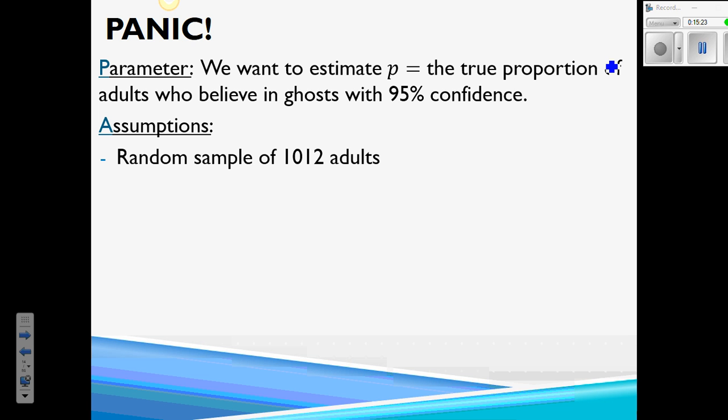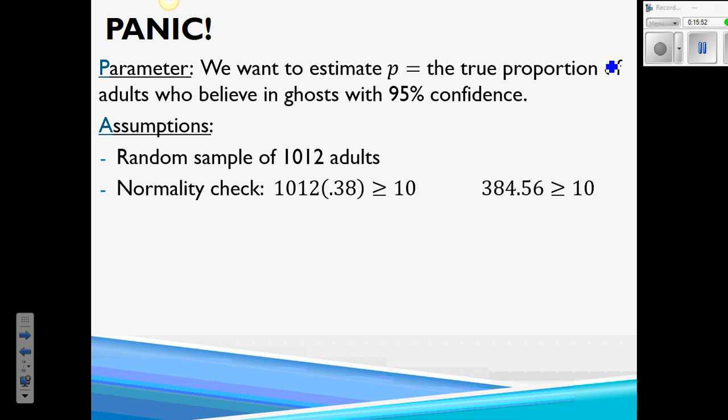What's the second thing we have to check? Approximately normal. How do we go about doing it? How do we check for normality? np hat and nq hat. Is that very similar to 7.2 when we checked np and nq? What's the only difference? It's p hat instead of p. And why is it p hat instead of p? Because we don't know p. So what do we use? That's all we got, right?